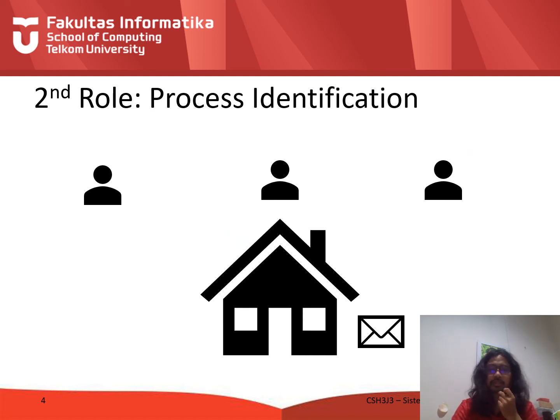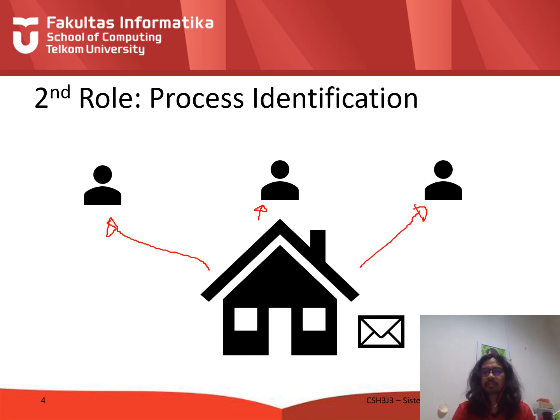So the second role is process identification. What is meant by process identification? Here we have an example. For example, we have the mail. The mail is sent to the house, and the question is: is it delivered or not? The answer is that it's not delivered. Why? Because there are three possible recipients. Is it user A, or user B, or user C?